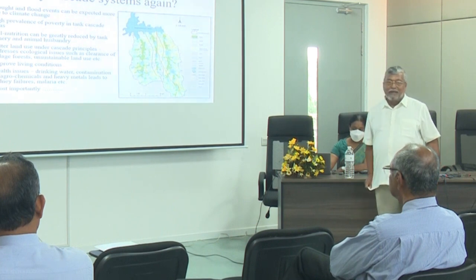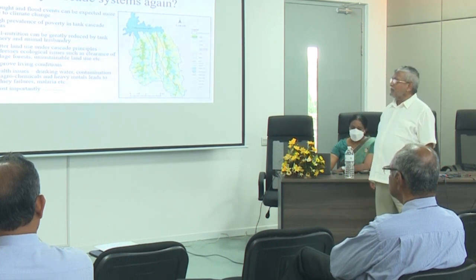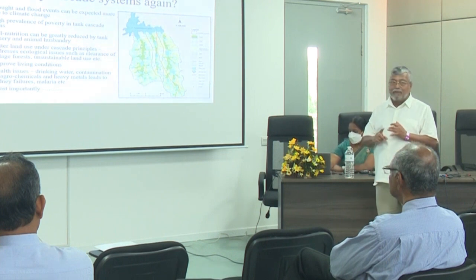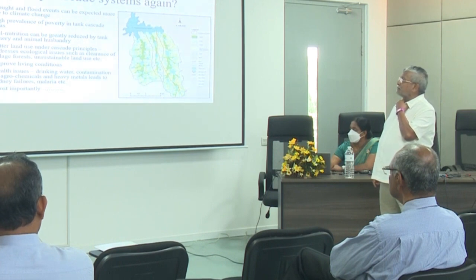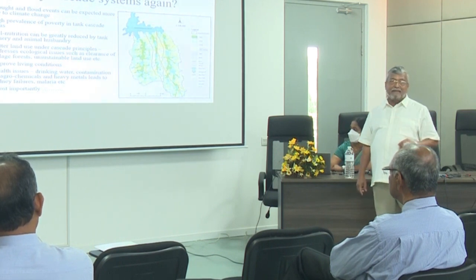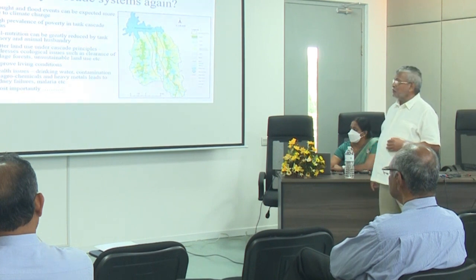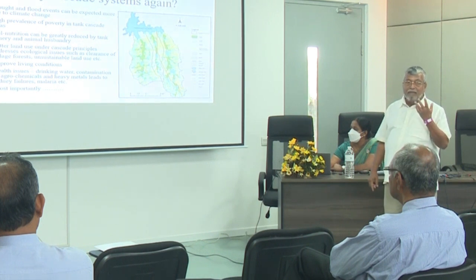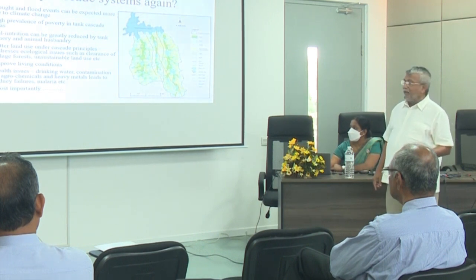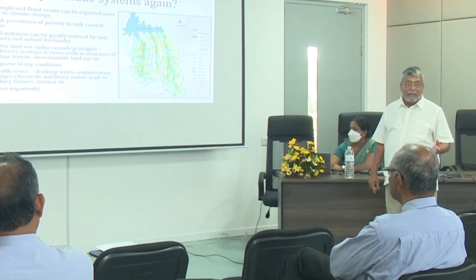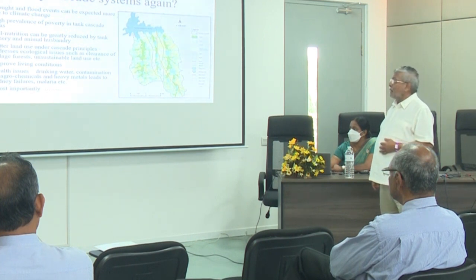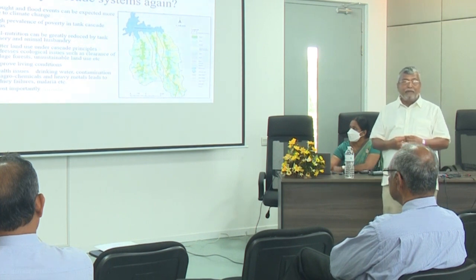Why are we talking about cascades again and again? Because one, it has a lot of absorption points and retains water, so that drought and flood events, which can be expected more due to climate change, can be addressed. Then there is a high prevalence of poverty in tank cascade areas. We found that they are very poor and not managing well, and they are not really considered an important community within these systems. Malnutrition can be greatly reduced by tank fishery and animal husbandry. They have a very balanced diet.